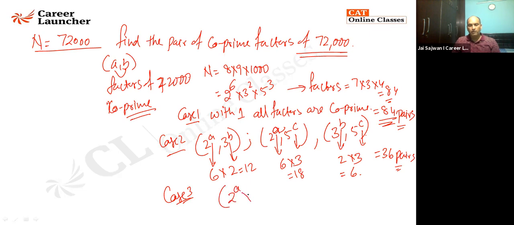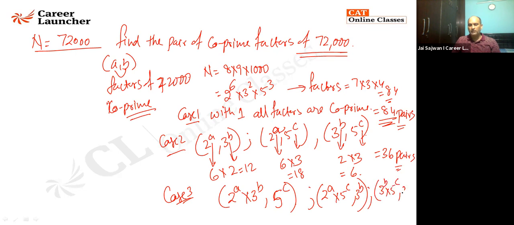Let's talk about case 3. Can I say 2 to the power of A into 3 to the power of B is going with 5 to the power of C? Or I can say 2 to the power of A into 5 to the power of C with 3 to the power of B. Or I can say 3 to the power of B, 5 to the power of C with 2 to the power of A. How many values of A can I take? The values of A I can take is 6 values. How many possible values of B are there? I can take 1 or 2. And they will be coming with 3 different values of C. So 6 2s are 12, 3s are 36 pairs are there.